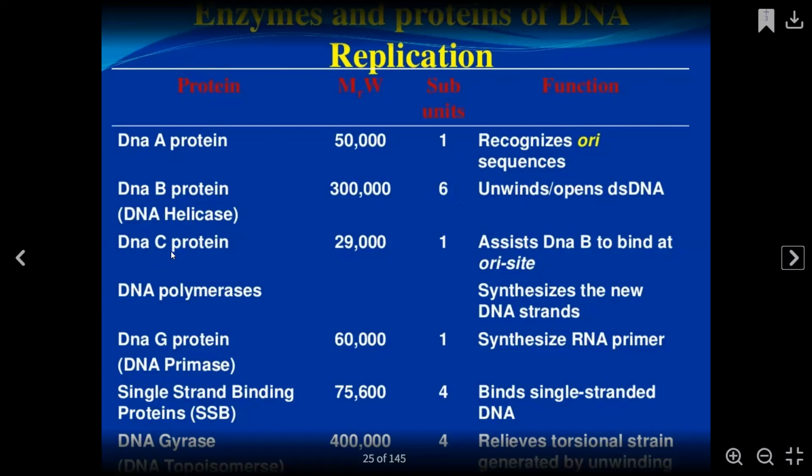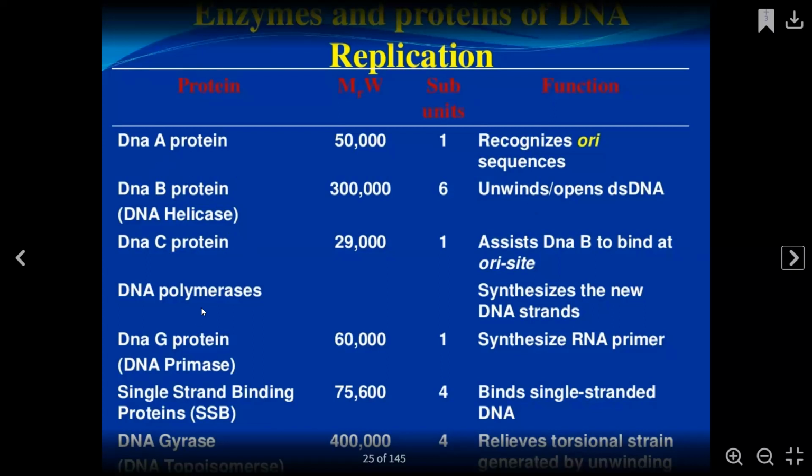Next comes DnaC protein. It assists DnaB to bind at the ORI site. So B is bound to the ORI site with the help of C protein. A recognizes, B goes and unwinds, and C protein helps the binding of the helicase enzyme.